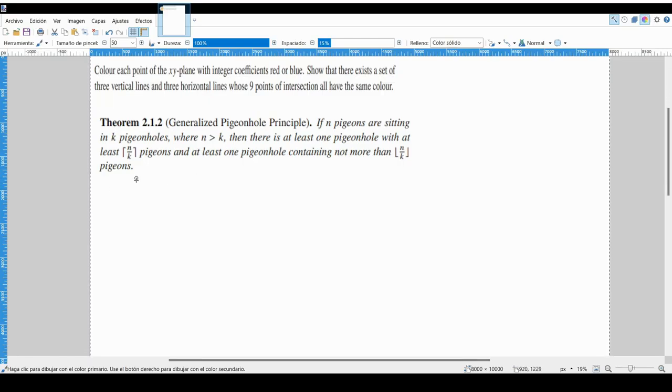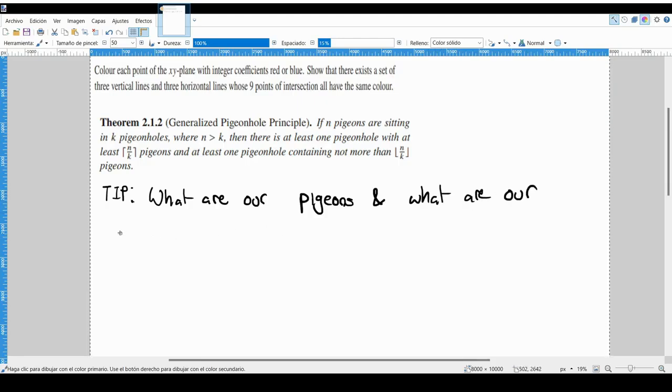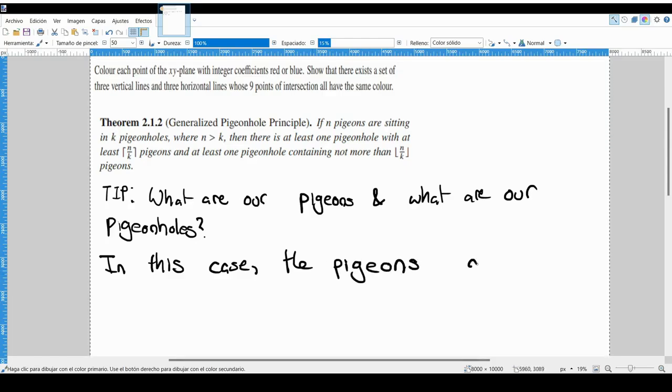Now, as a tip for a Ramsey theory problem, especially anything where you might feel the pigeonhole principle is useful, we can identify what our pigeons and what our pigeonholes are. In this case, the pigeons are the points, and we are trying to assign them one of 2 colors. So the holes are the colors being assigned to them.